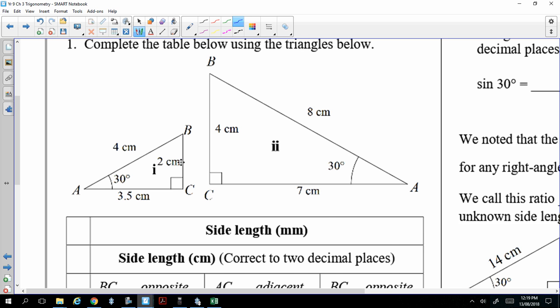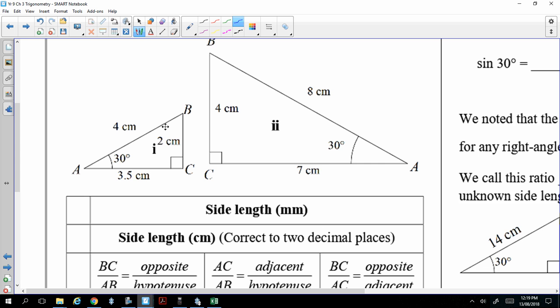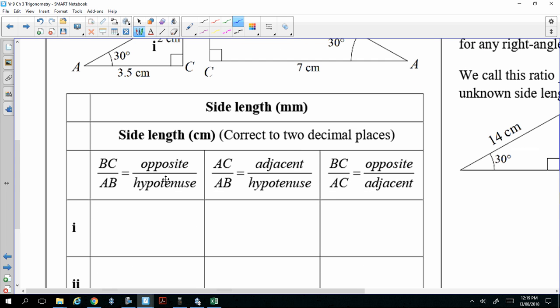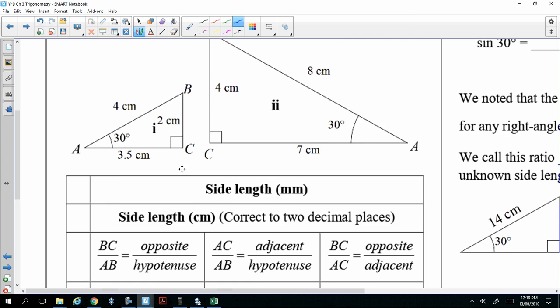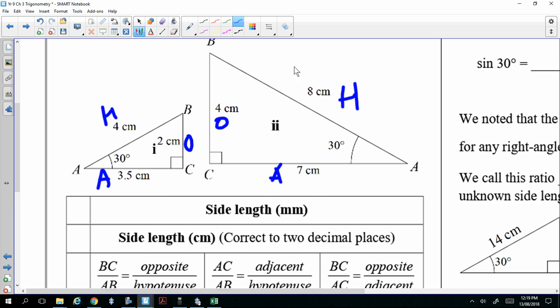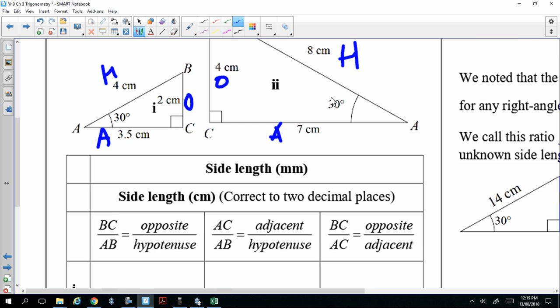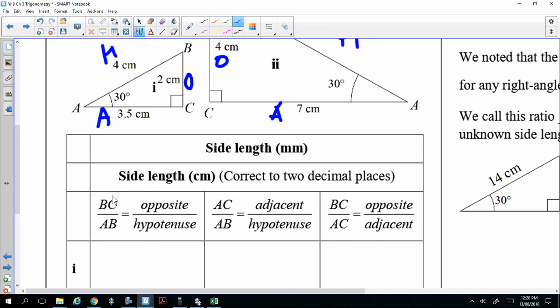And then what we do is we're going to measure the ratio of these sides. Let's do opposite over hypotenuse. So let's label the side that's opposite, that's hypotenuse, that's A. A, O, H, right? Okay, now let's do the first triangle. Let's do BC over AB. BC is 2 over 4, so write 2 over 4.